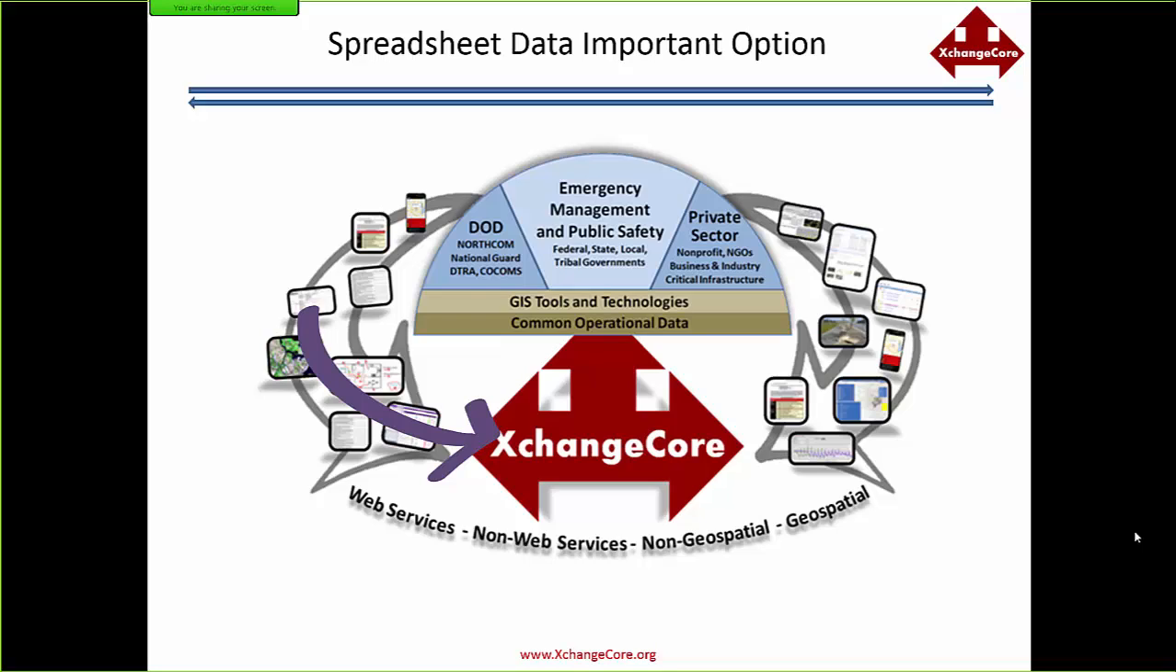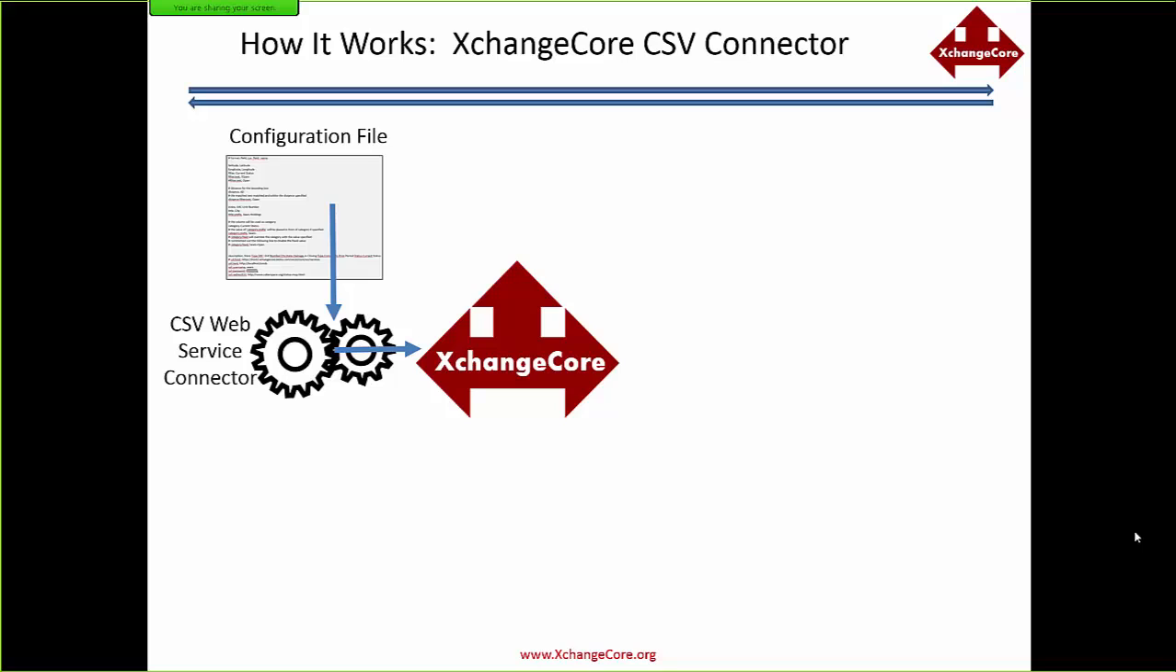So if you have an application that isn't real happy to have information that is not exactly the way it wants, but it is connected to XchangeCore, WebEOC comes to mind, ArcGIS Online is another one that likes specific kinds of information. All that information, once it's processed through XchangeCore, becomes common operational data. It then can be ingested into all of those other applications. So that's the basic concept that we're going to be dealing with today.